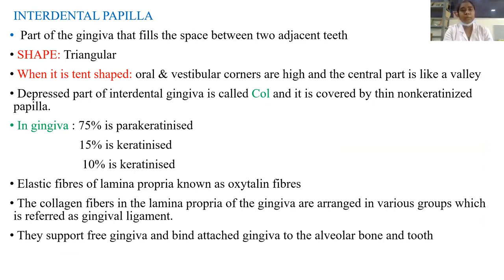When it is tent shaped, the oral or vestibular corners are high and the central part is like a valley. The depressed part of the interdental gingiva is called the col, and it is covered by thin non-keratinized epithelium. In gingiva, 75% is parakeratinized, 15% is keratinized, and 10% is non-keratinized. The elastic fibers of the lamina propria are known as oxytalan fibers.